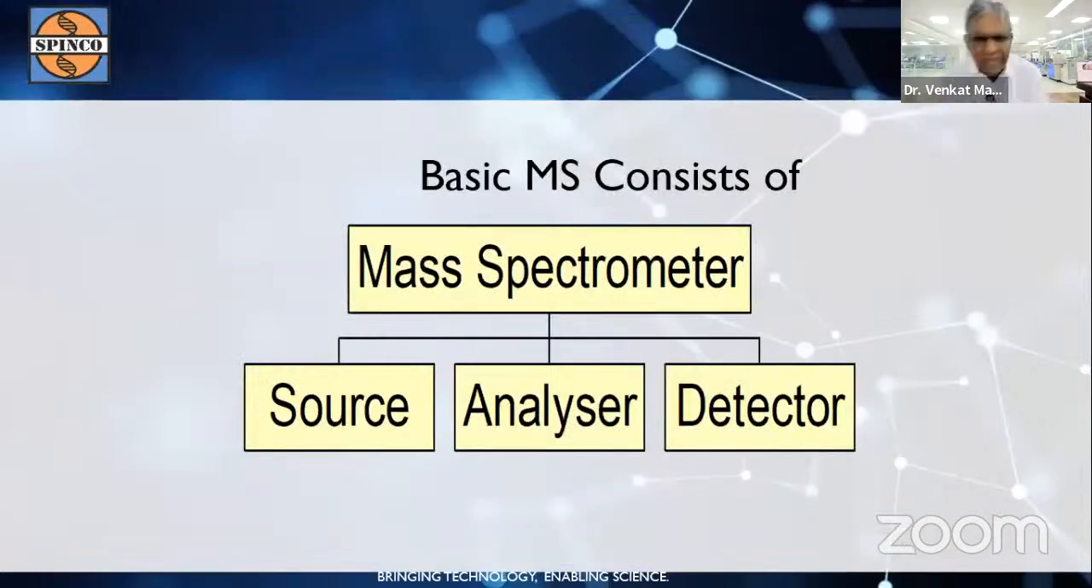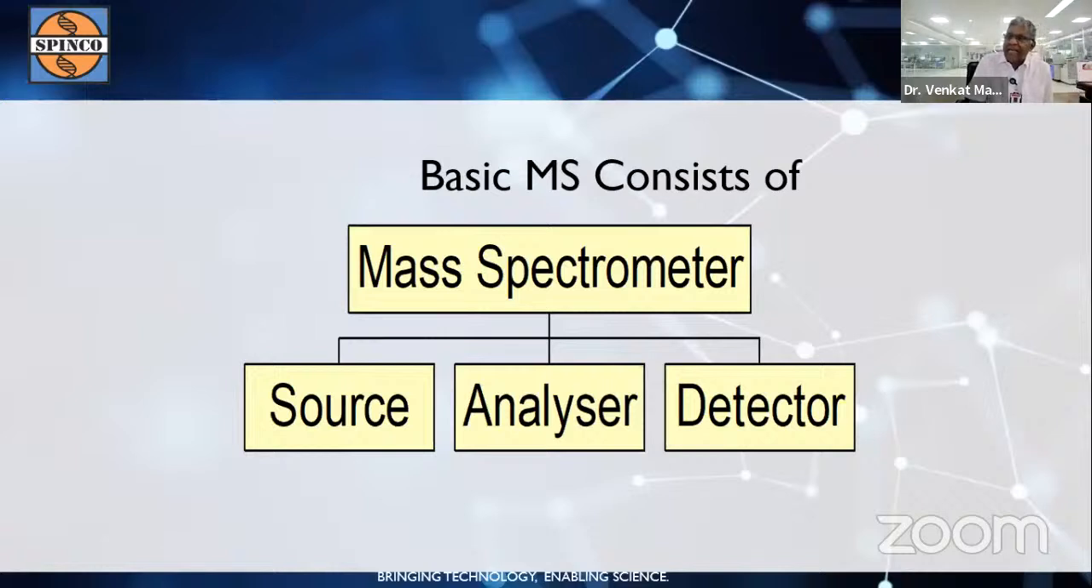What is a mass spectrometer? A very, very simple device. The mass spectrometer basically consists of a source which is able to generate electrons. The electrons interact with your analyte or the compound. I use the word compound, which is easy to follow. After the electron interacts with your compound, it produces ions. Those ions are analyzed and then detected.